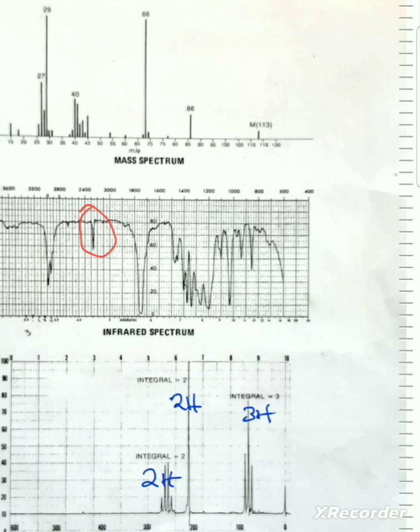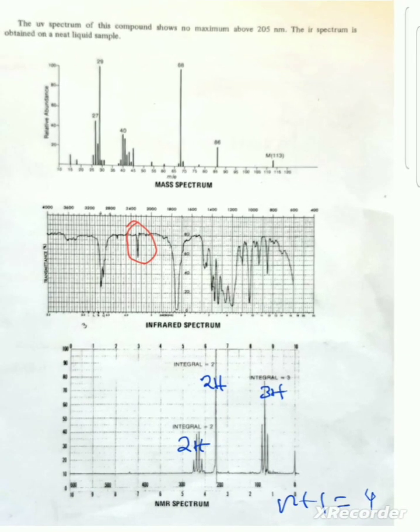Why? Because we say n plus 1 is equal to, what is the quartet? Is 4. So we say n supposed to be 3 plus 1, which is 4. So here it is connected to the one which has got the number of hydrogen. How many? 3 of them.